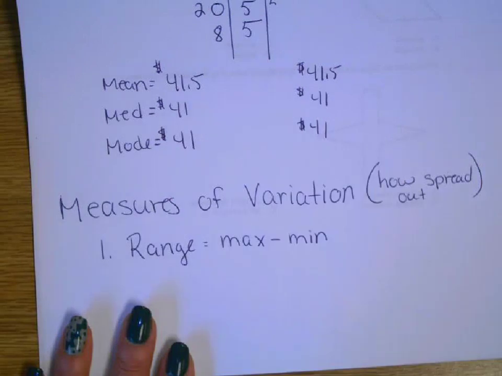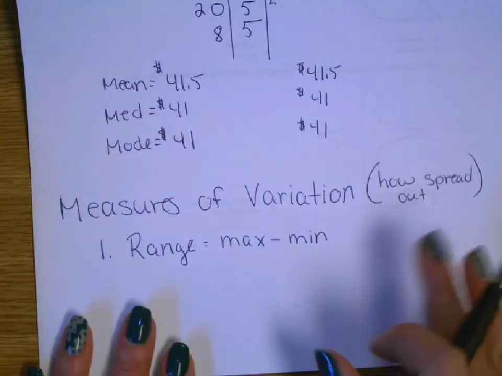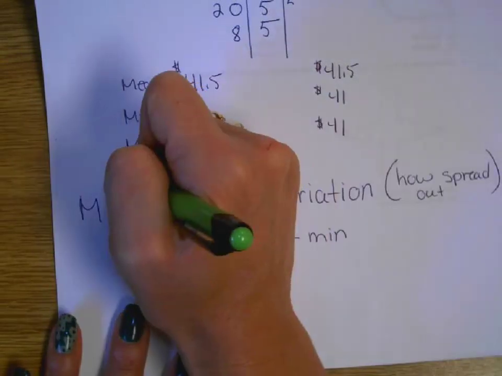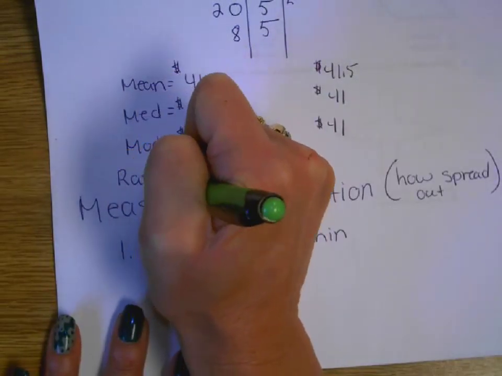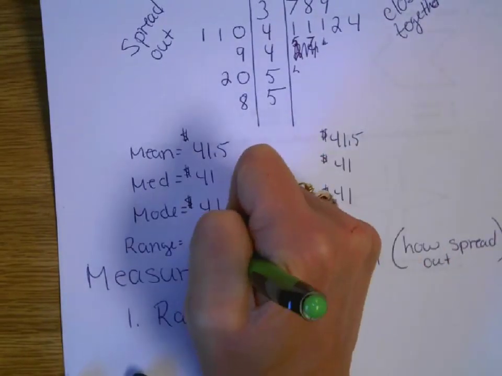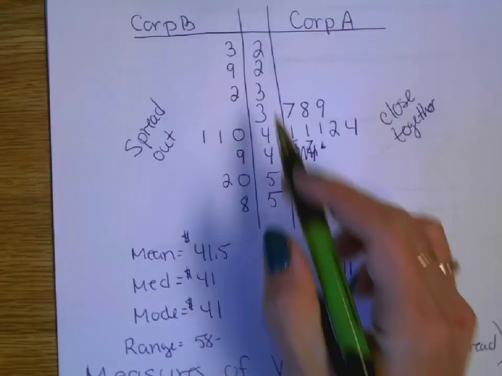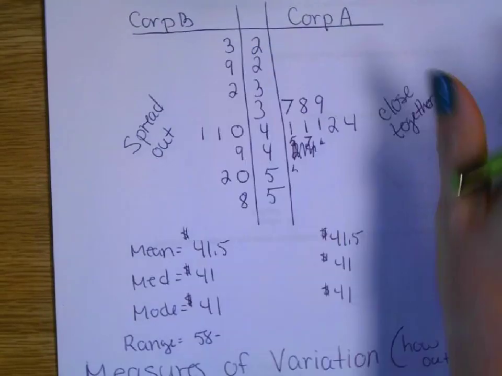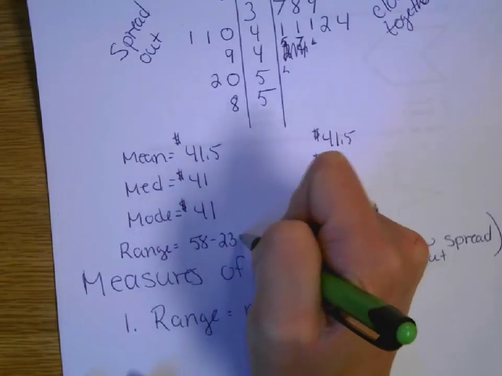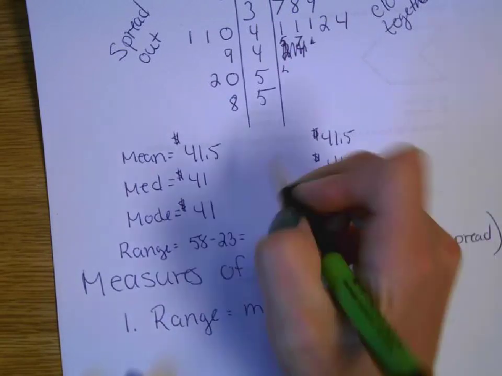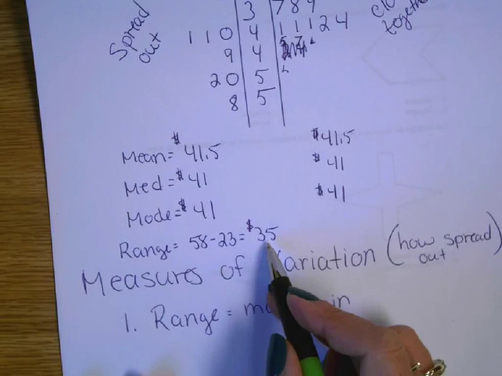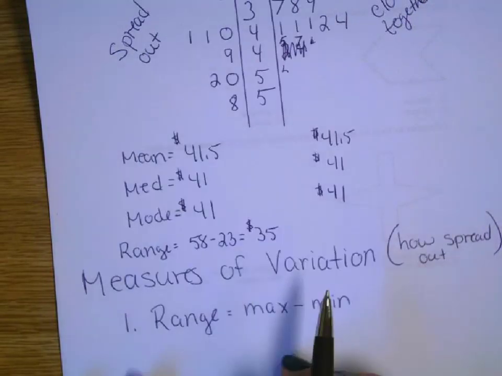So we'll go back up there in a minute and do range. Actually, let's just do it right now. Let's give the range of Corporation A. So their range of salaries, you take your maximum salary of $58,000 minus the minimum salary of $23,000 and we get a range of $35,000. So there's a $35,000 difference between your lowest salary and your highest salary.